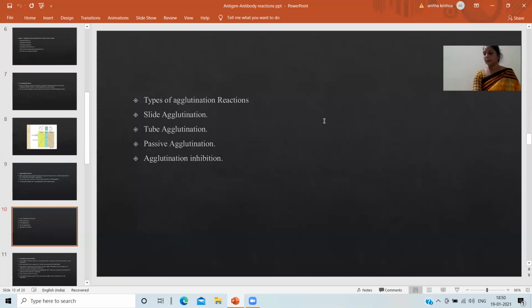So what are the different types of agglutination reactions? We'll see. They are slide agglutination, tube agglutination, passive agglutination, and agglutination inhibition. When you talk about slide agglutination, this is a rapid method to determine the presence of an agglutinating antibody. So what you have to do is take a slide and add a uniform suspension of the antigen. And to this, you have to add a drop of saline.